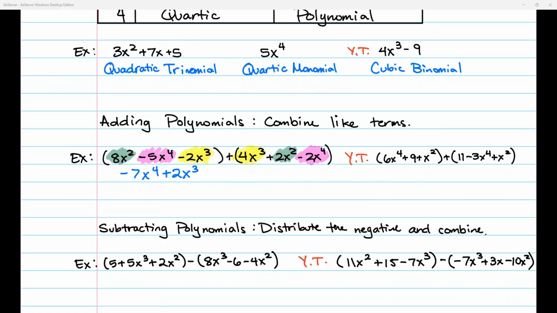And then on the last one, I'm going to look for the next highest degree, which is going to be the squareds. And in this case, I have an 8 that's positive plus a 2 that's positive. 8 plus 2 becomes 10. So a positive 10 of these x squareds. All right, you go ahead and try the next one.